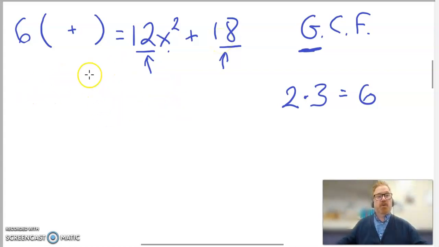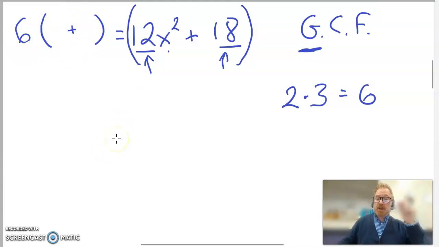Okay, so to find out what's left inside these parentheses, because this is what we're extracting from: what's left of this, once we divide out our greatest common factor, is what's going to be left inside our parentheses. Because remember, multiplication and division are opposites of each other. To get this binomial here, we did a multiplication, the distributive property. So to pull that number back out, we do the opposite. We have to divide. So what is 12x squared divided by 6?